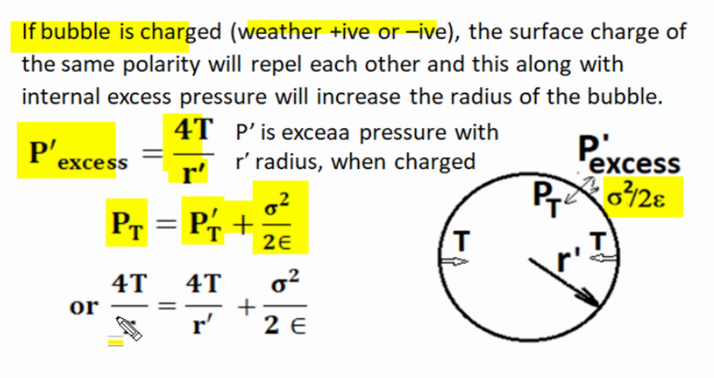Before charging, the radius is small and the excess pressure is 4T by R. After charging, when the radius is increased, the excess pressure has reduced, and this reduced excess pressure with electrostatic pressure becomes equal to the previous excess pressure, and this expression can be used to find out the change in radius when the bubble is charged with any surface charge density, or vice versa.